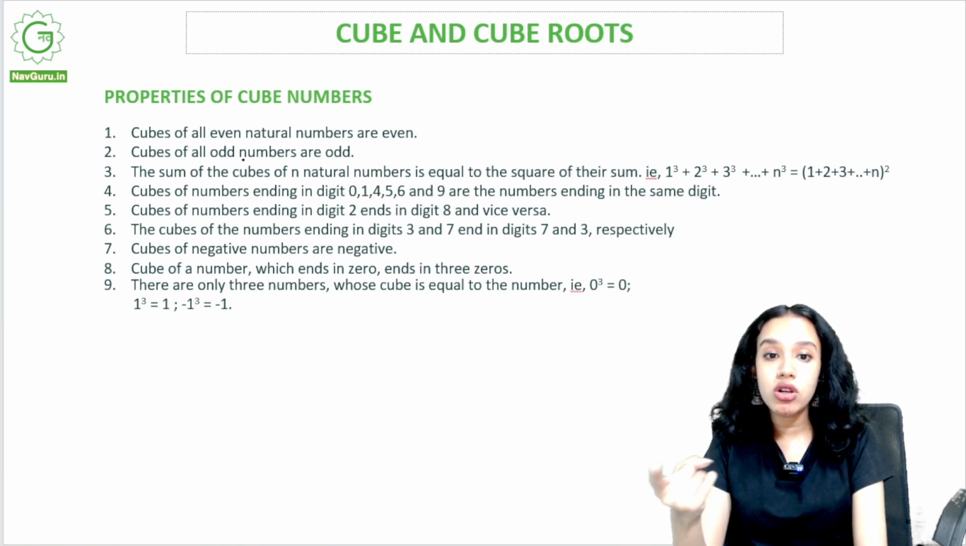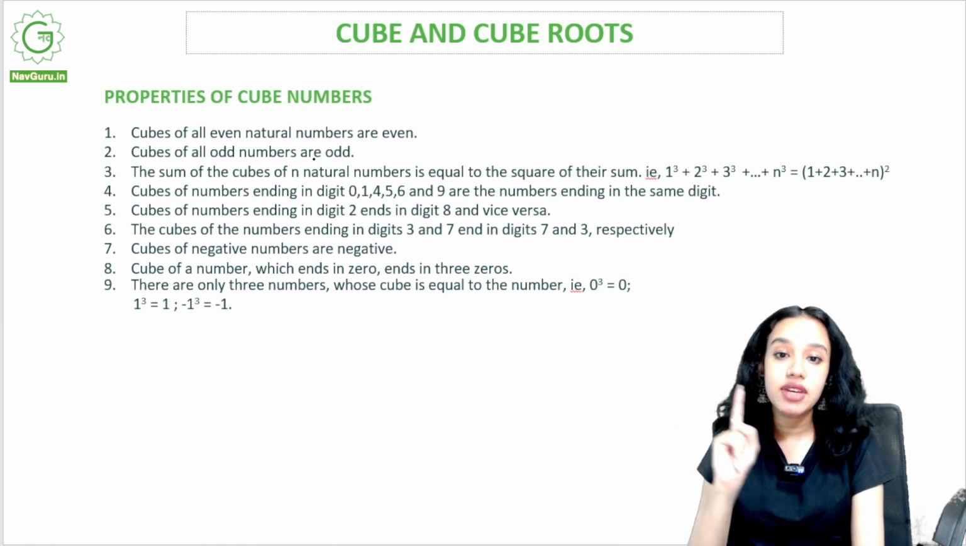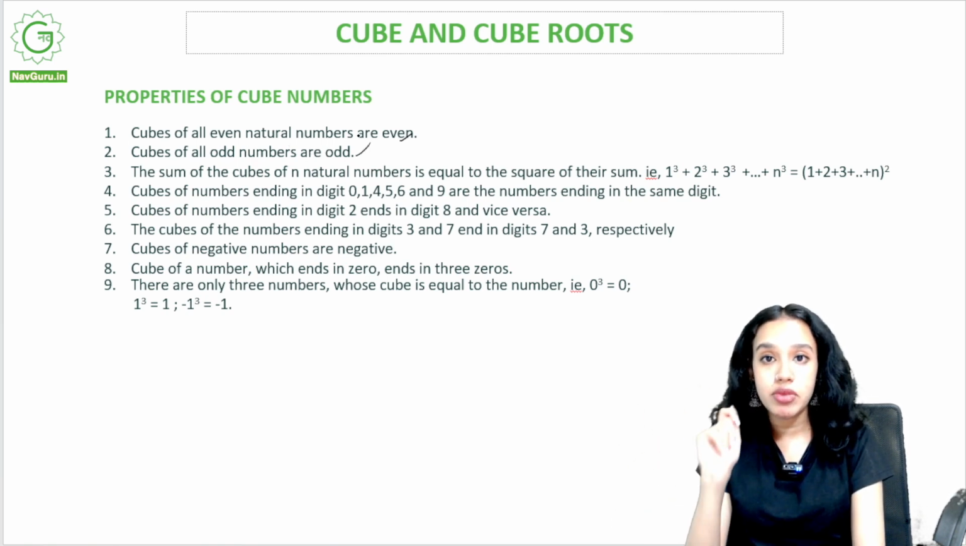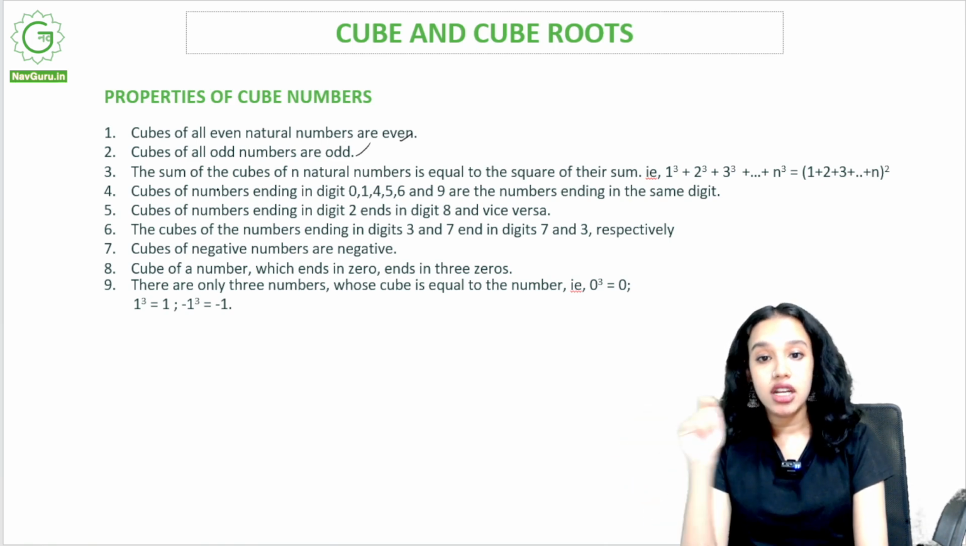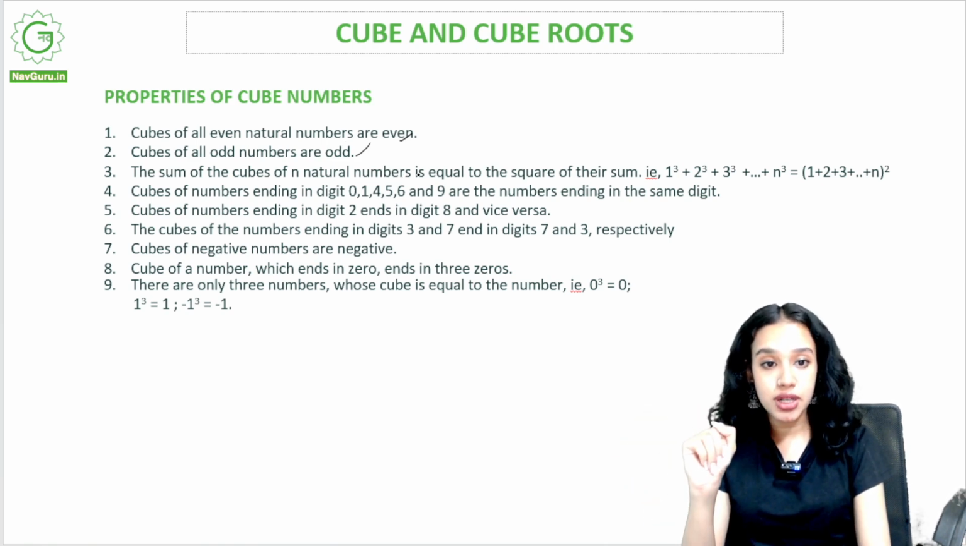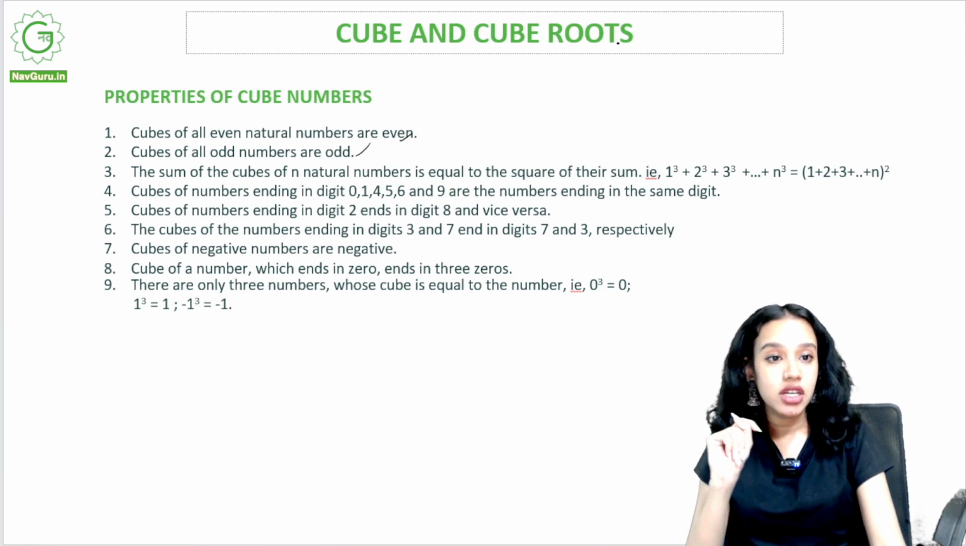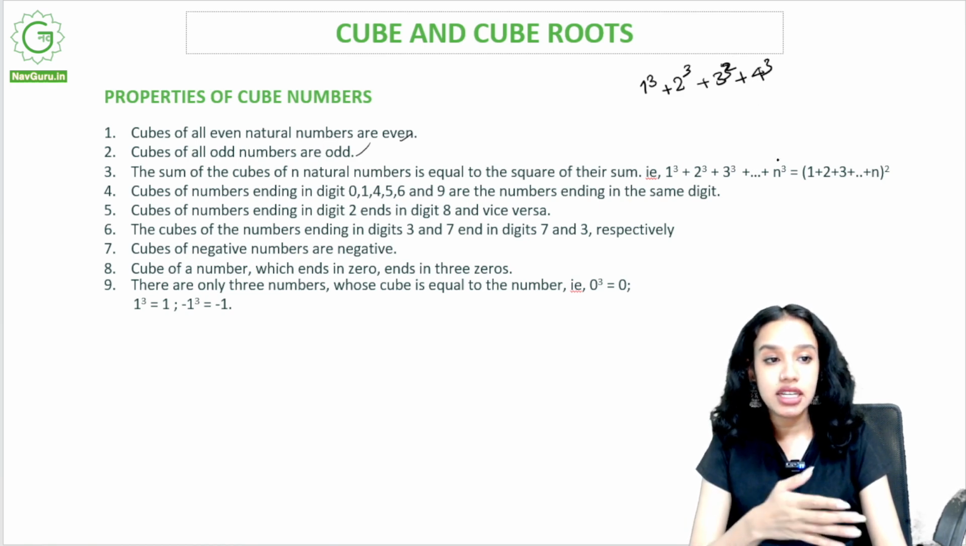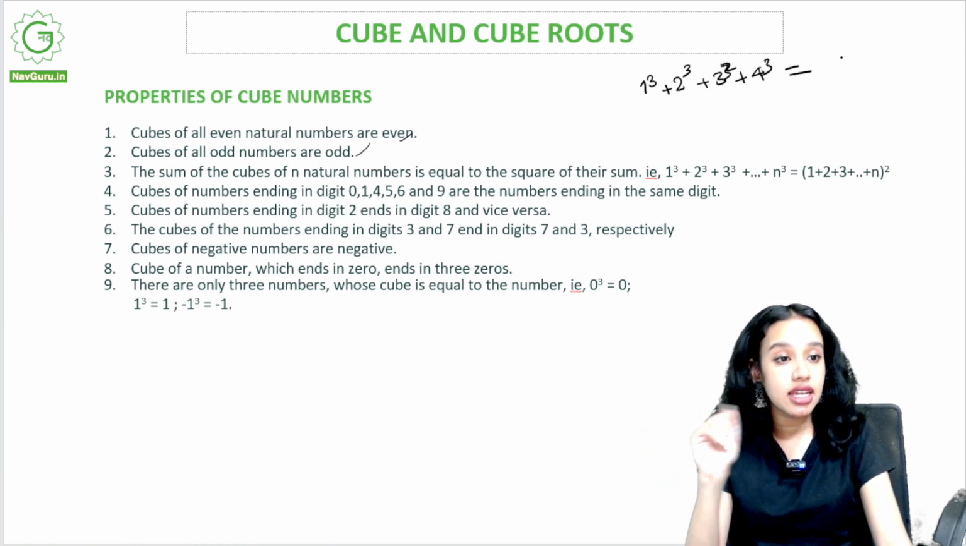Now, cubes of all odd numbers are odd. In the same way, when multiplying an odd number by an odd number, we would continue getting odd numbers every single time, right? Now, the sum of the cubes of n natural numbers is equal to the square of their sum. Now, what does this mean? If we have 1 cube plus 2 cube plus 3 cube, let me say up to 4 cube, right? Here we are taking it till n cube. They are saying that this would be equal to 1 plus 2 plus 3 plus 4 the whole square.